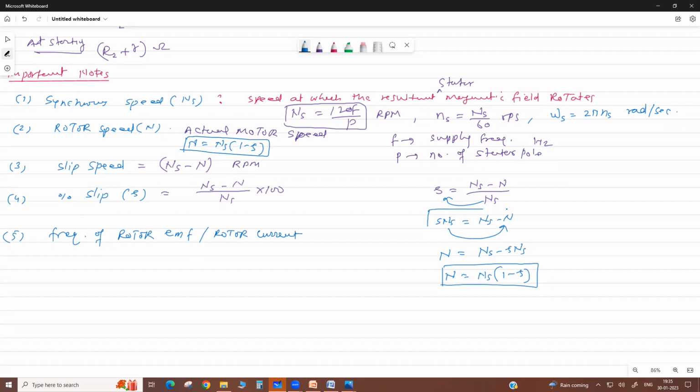Now, this is called the slip speed. So Ns minus N means sNs. It is the slip speed. Okay. This is percentage slip. Now the frequency of the rotor circuit is fr equals slip times the supply frequency, the stator frequency.